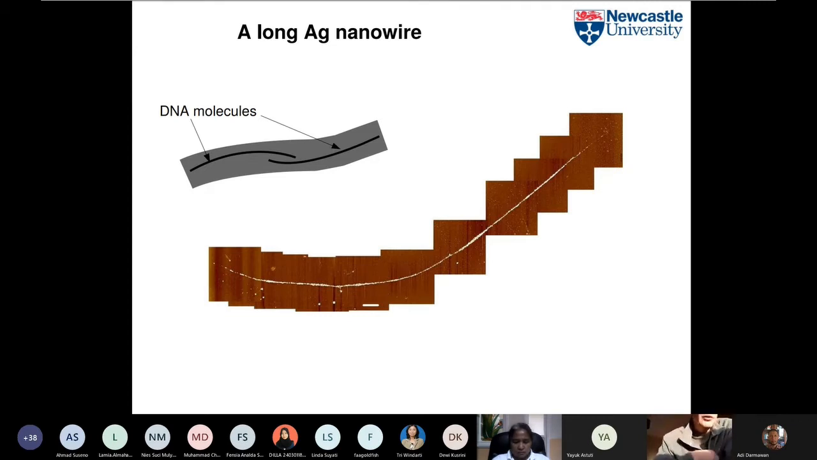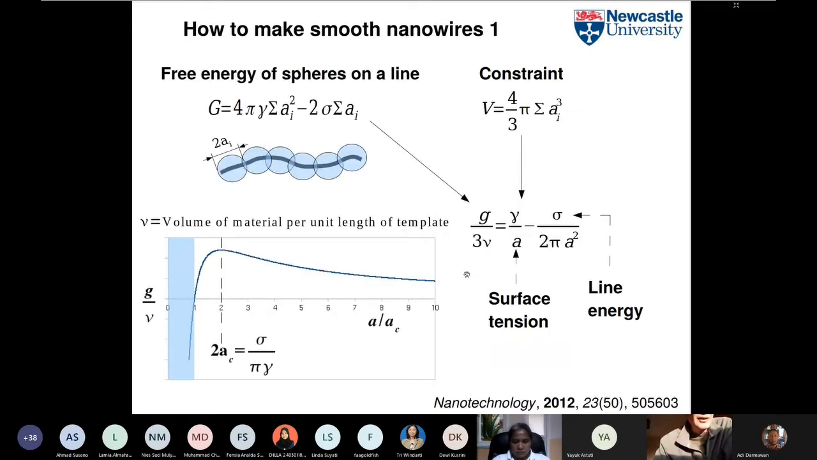Okay, so I think if we go to the next slide, I'll say something about the mechanism for these reactions. Okay, so we picture these as initially a series of beads, small, approximately spherical particles forming on a chain that is the DNA. And so we made a simple thermodynamic analysis of the free energy of this system.